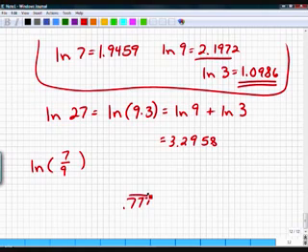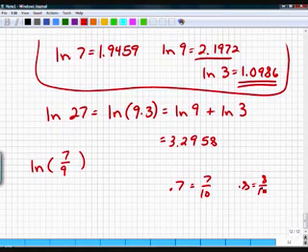0.7 is 7 tenths. 0.7 repeating, let me show y'all. If y'all don't know this already, I'll show you how to change a repeating decimal to a fraction. Like Cody said, 0.7 is 7 tenths, 0.8 is 8 tenths, 0.9 is 9 tenths. When you have something repeating, you take one away from the bottom. Instead of 7 tenths, it's 7 ninths. 0.6 would be 6 tenths, but 0.6 repeating would be 6 ninths, which is 2/3. That's how you do it when you have something repeating. So 0.7 repeating is 7 ninths.